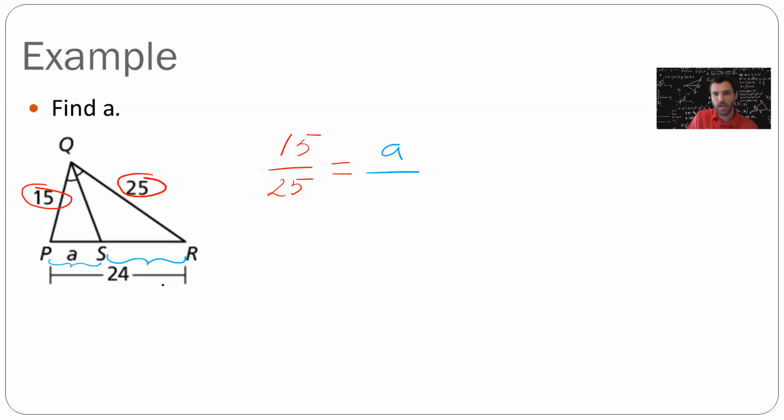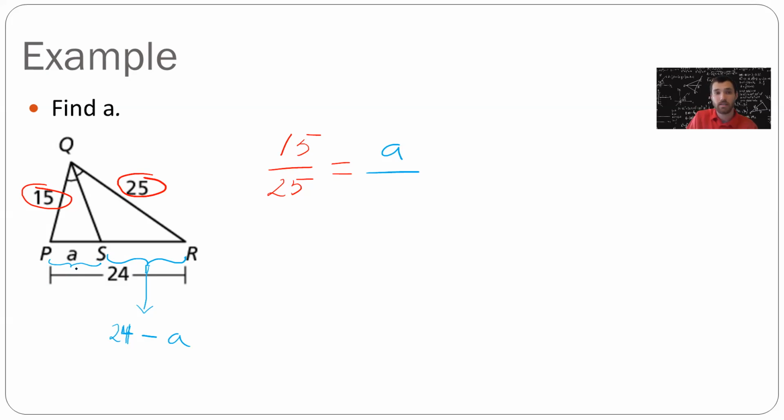We know PS is A, we don't know SR, but we know the whole length is 24. All right, so if the whole length is 24, and PS is A, I'm going to draw a little arrow down here so that I can talk about this segment here. I can think of S to R as being the whole length 24 minus the little piece from P to S, 24 minus A. That is what the length S to R is, 24 minus A.